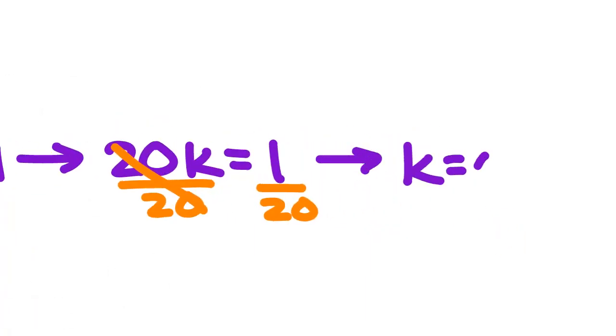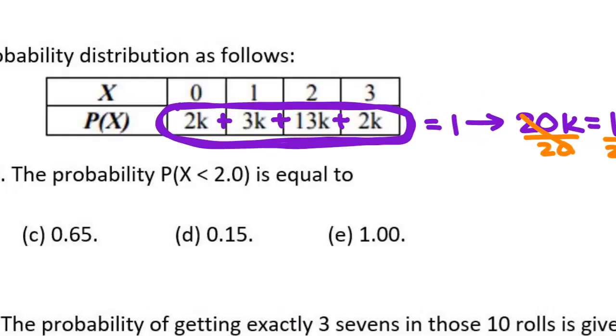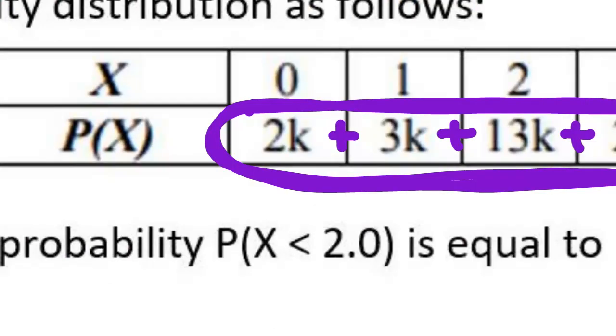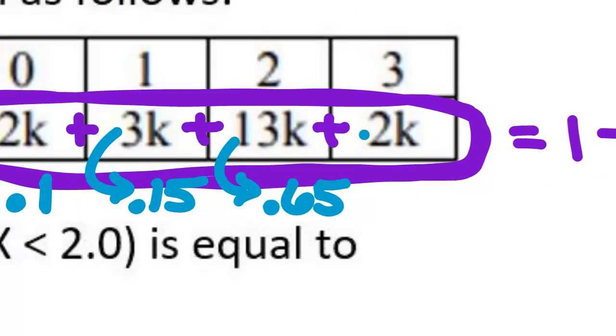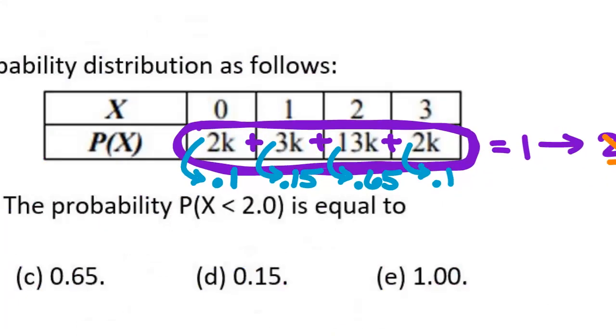How much? 0.05. So if k is 0.05, then 2k would be what? 0.1. And 3k would be 0.15. 13k would be 0.65, and then we have another 2k, so another 0.1. How could we verify that we did this right? Add them all up, and it should add to 1.